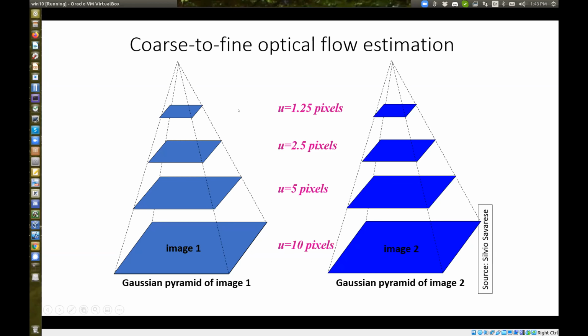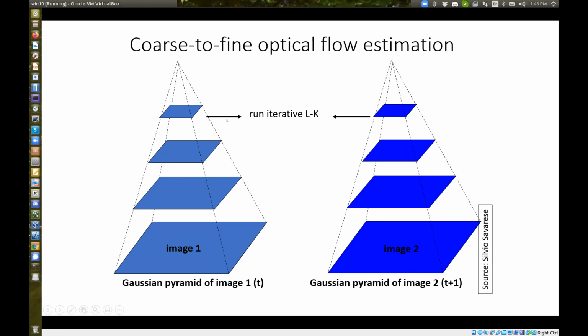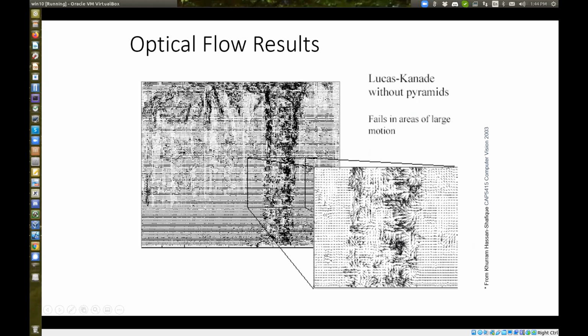We find the optical flow in the highest level, or the lowest resolution, first, and then you propagate that. Basically you find the shift here, then you warp one of the images so that the shift in the next level is smaller. Then we can find the optical flow again, and then you warp, and so on and so forth.